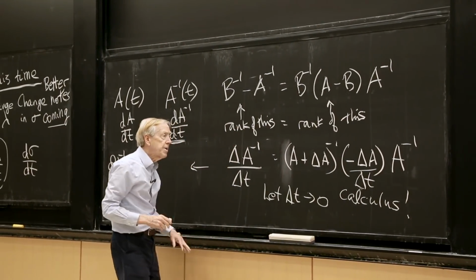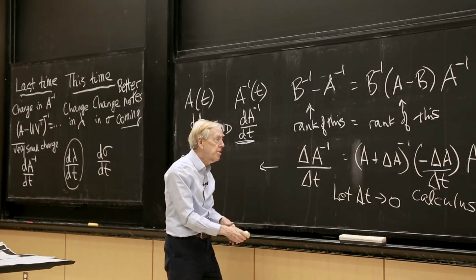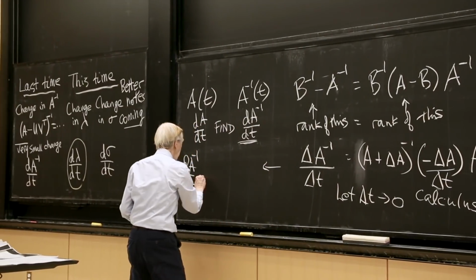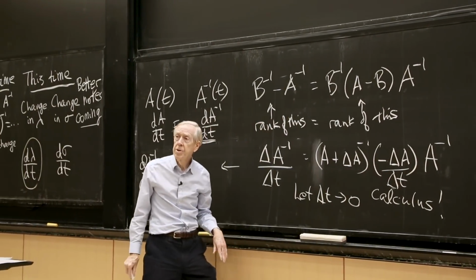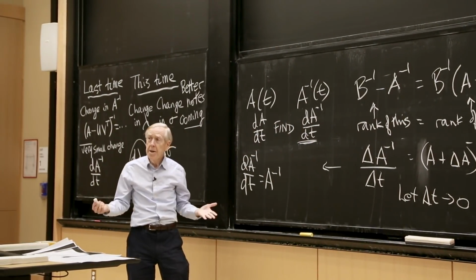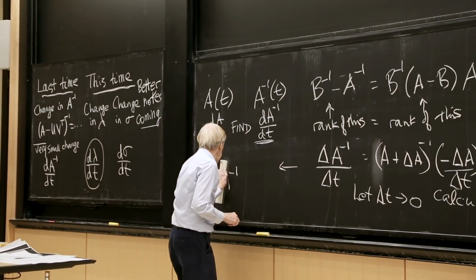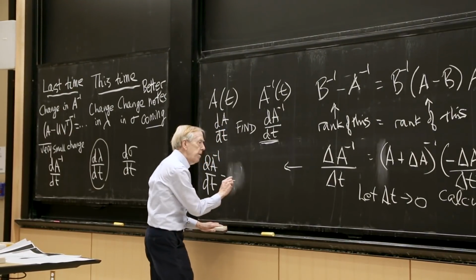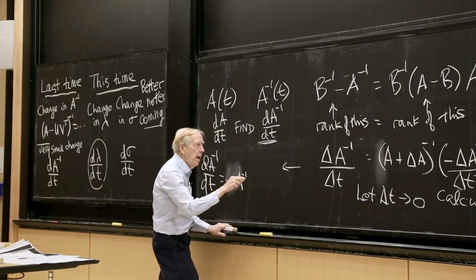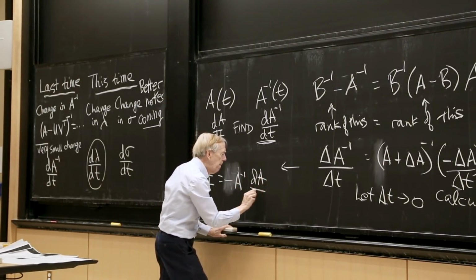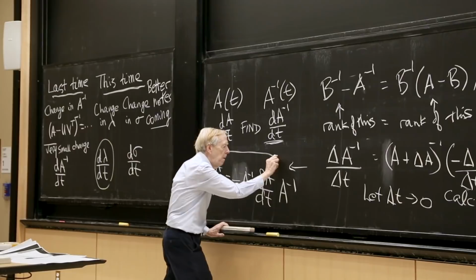So what happens now as delta t goes to 0? Of course, as delta t goes to 0, that carries delta A to 0, so that becomes A inverse. And what does this approach as delta t goes to 0? dA dt with that minus sign. Oh, I've got to remember the minus sign. So I'm bringing out the minus sign. Then this was A inverse, as we had, and that's dA dt, and that's A inverse. That's our formula.